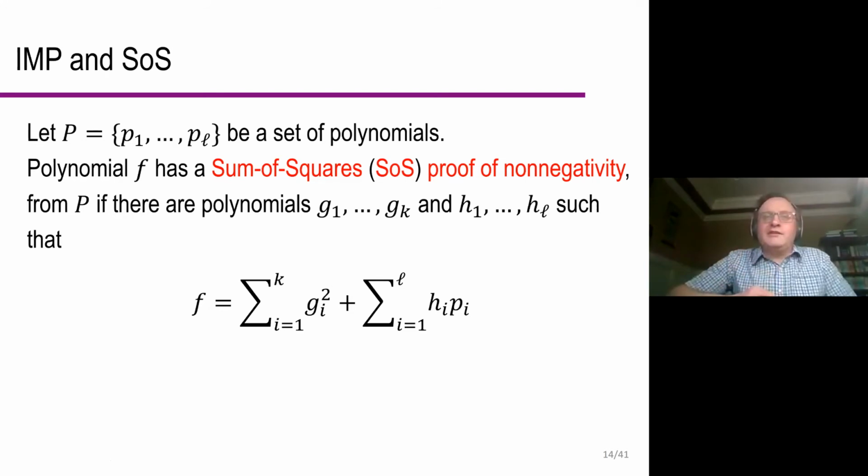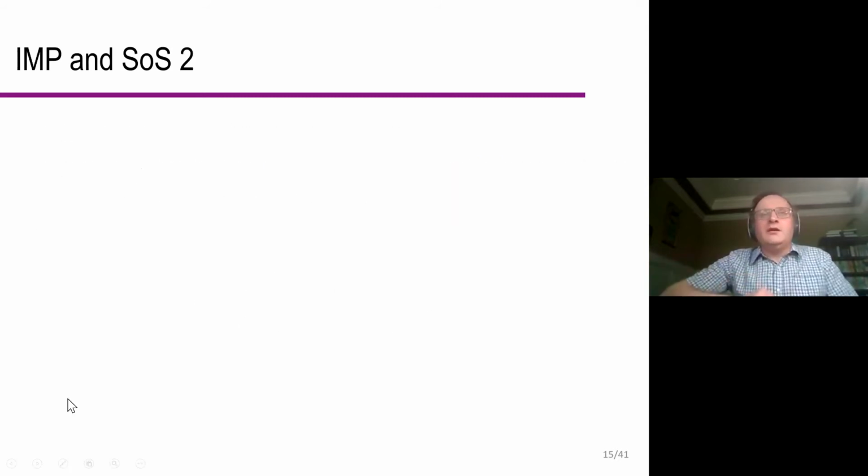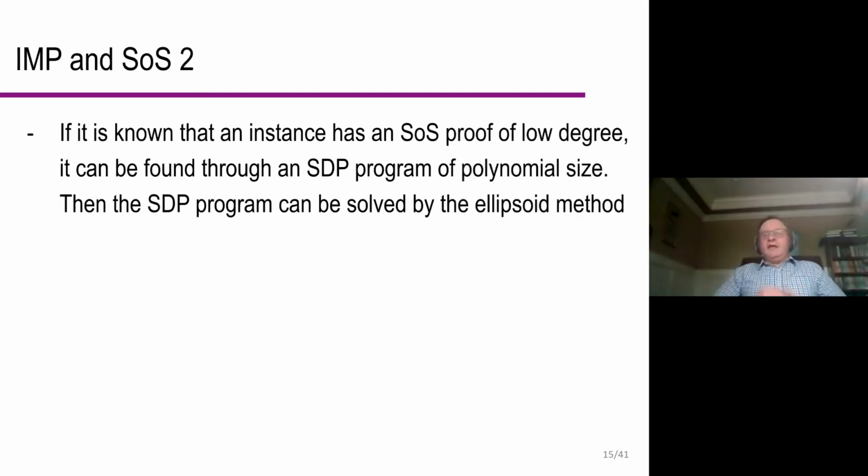Okay. So again, the sum of squares proof system has been studied very, very thoroughly. Lots of results, many problems can be solved, and it has been very instrumental to getting a great number of great results. A little bit more about that. For instance, if I can find an SoS proof of low degree, meaning that the polynomials g can be chosen of low degree, say at most 5, and the coefficients h1, ..., hL can also be chosen of low degree, at most 5.